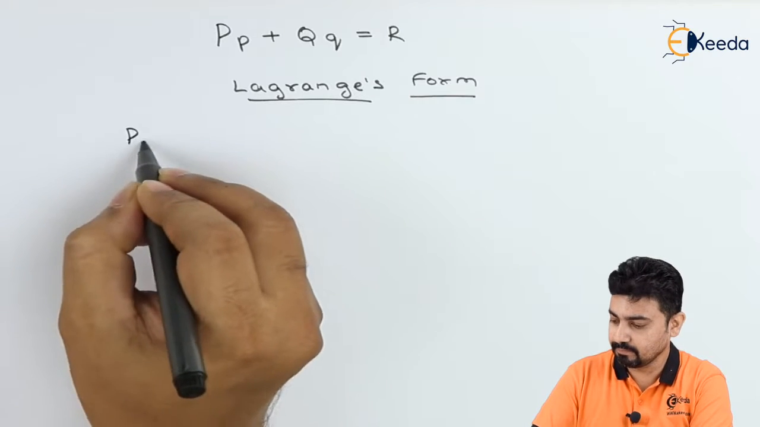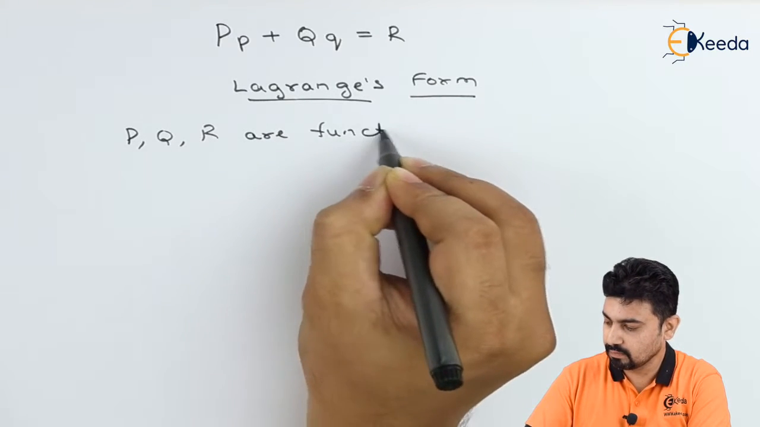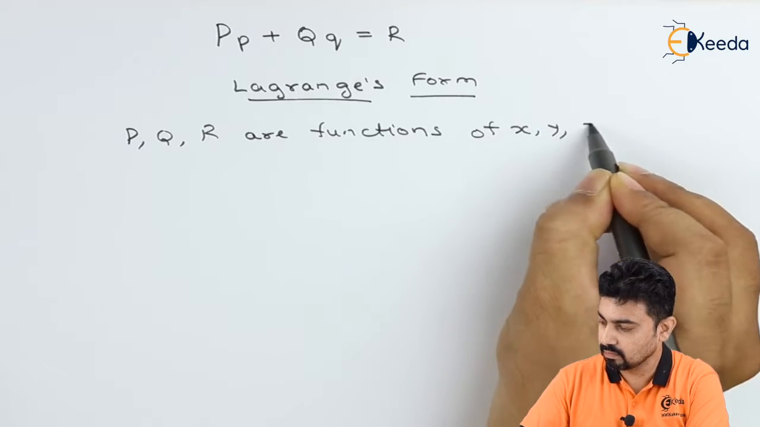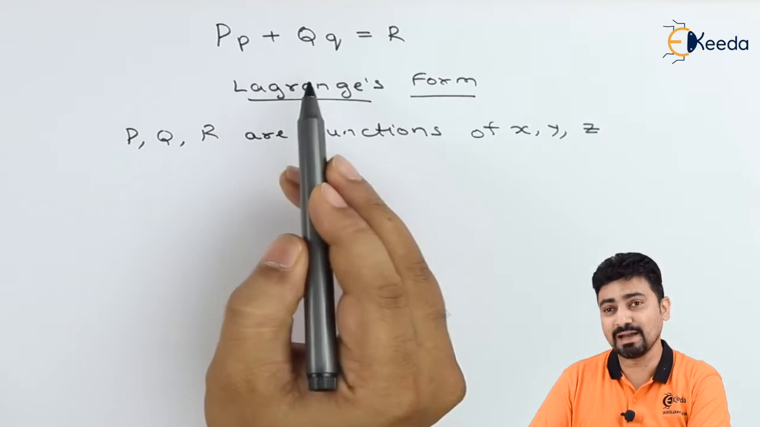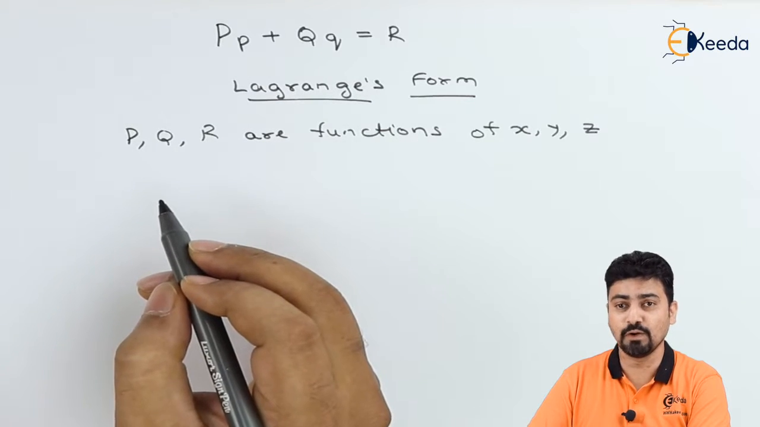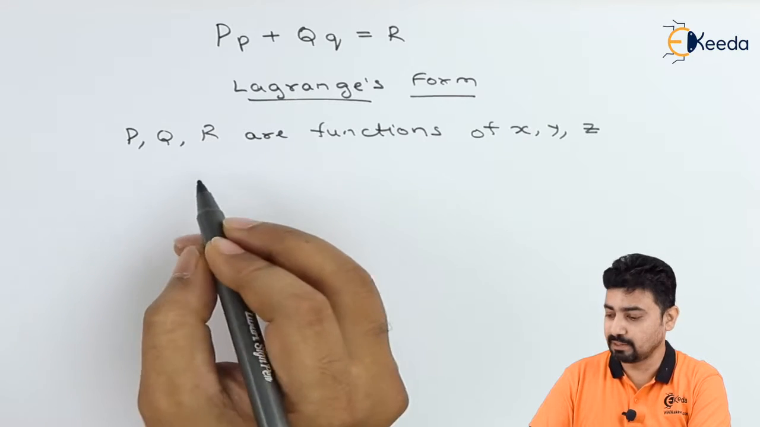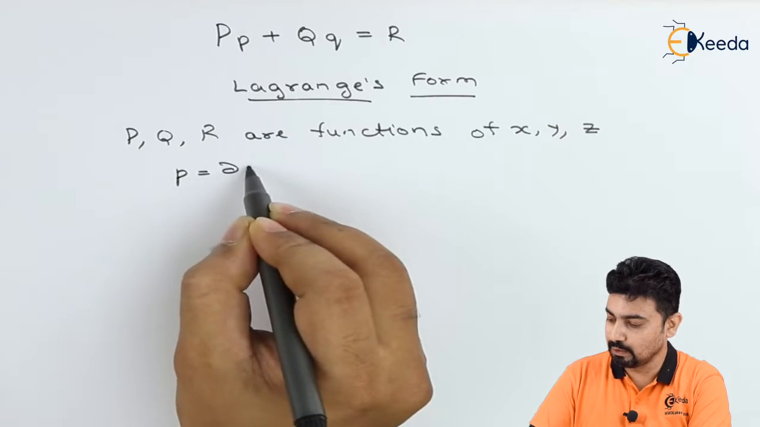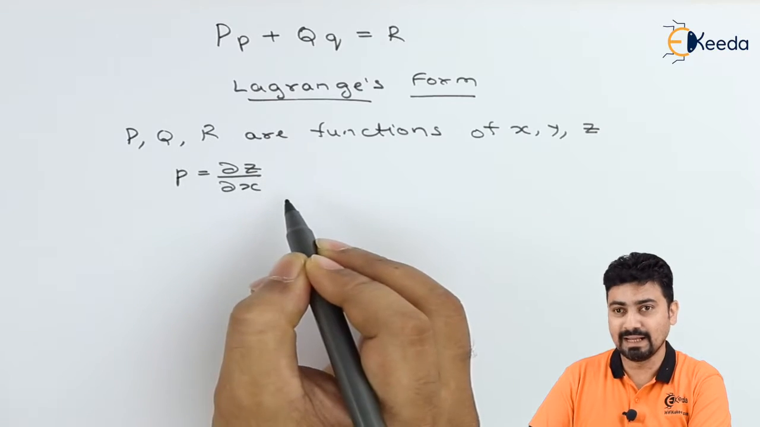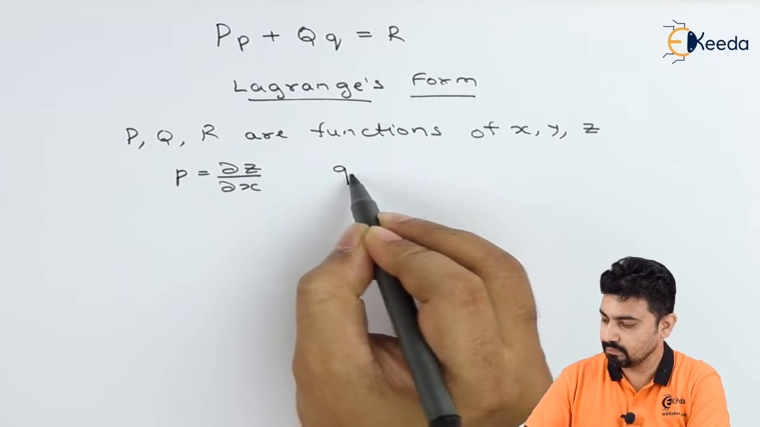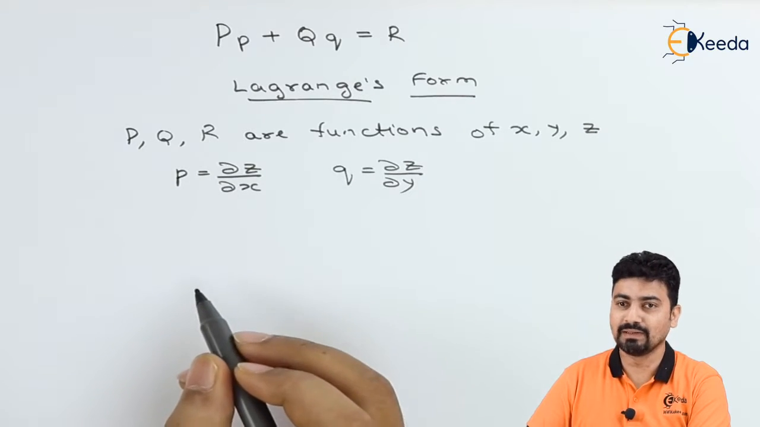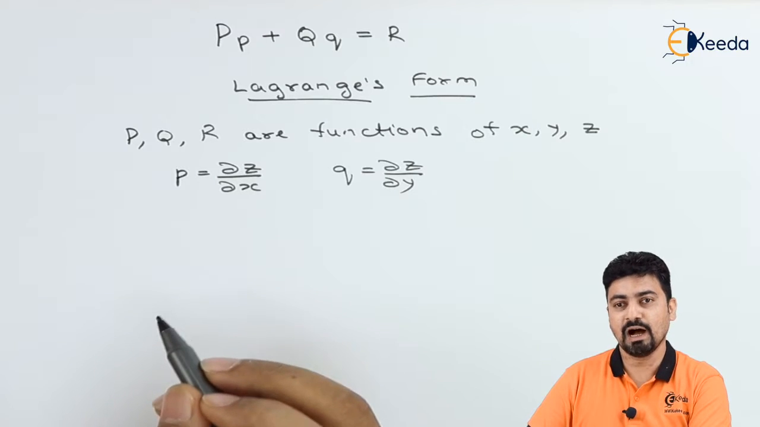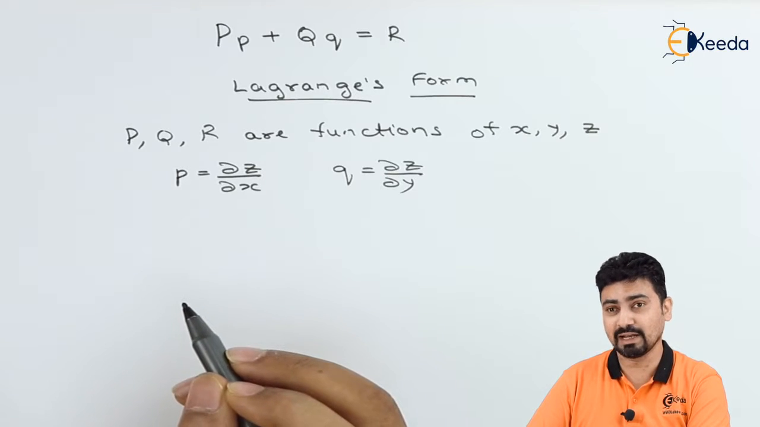So we can say, and by our standard definition, small p and small q are partial derivatives of z with respect to x and y respectively. So small p will be equal to del z by del x and small q is equal to del z by del y. Now let us go ahead and see how to solve the partial differential equation, linear one, in Lagrange's form.